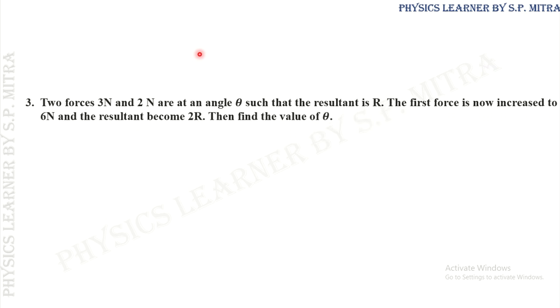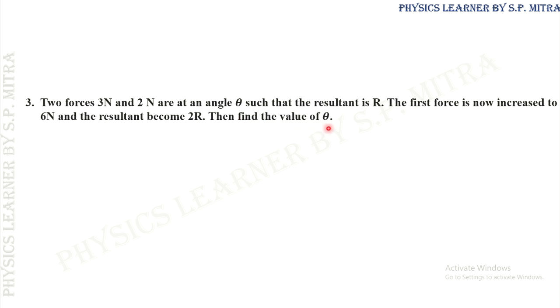In the next problem it is given that two forces, 3 Newton and 2 Newton, are at an angle theta such that the resultant is R. The first force is now increased to 6 Newton and the resultant becomes 2R. Then you have to find the value of angle theta.